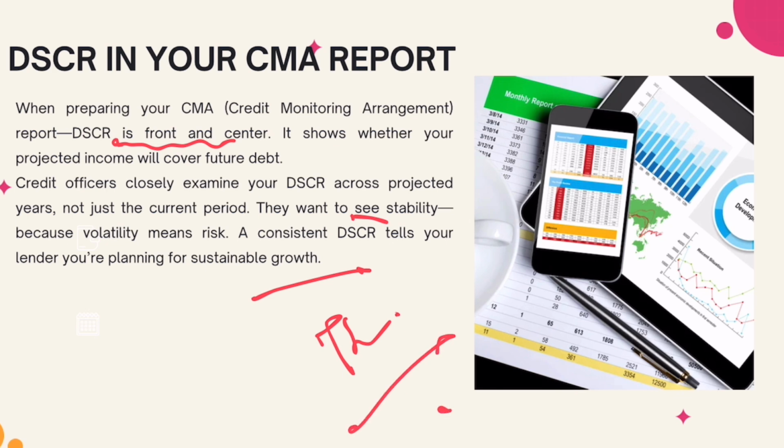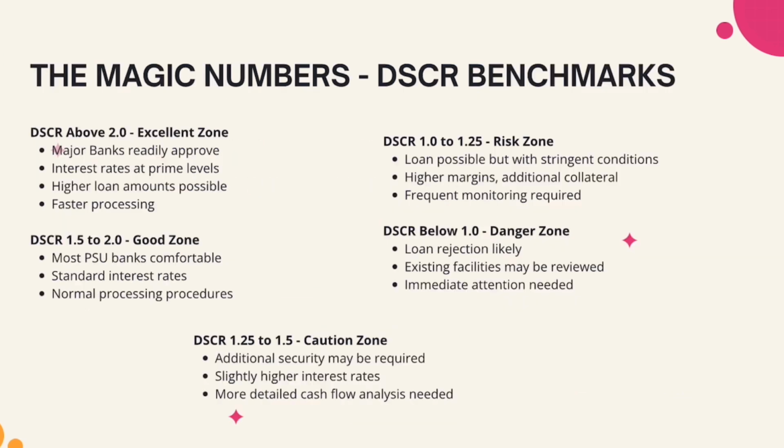Okay, so now next we move to the magic number, that is the DSCR benchmarks. Let's consider your DSCR is above 2.0. This is the excellent zone. Major banks like SBI, HDFC, ICICI, they readily approve your loan, right?